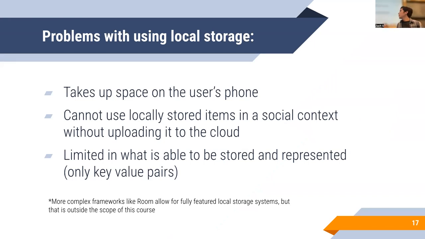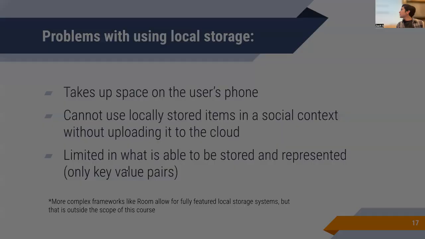So let's first discuss some of our problems with local storage, what motivates us to want to use networking, right? It takes up space on the user's phone. We can't store items in a social context. So if we want to post something somewhere, or store it and have it be inside a group messaging system or something like that, obviously we can't really do that in a local context. And shared preferences, as we talked about, is limited to storing key value pairs. We know data store can overcome that limitation, but in general, it's limited to storing these key value pair representations.